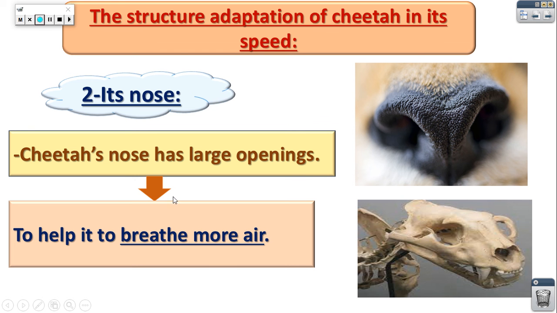Why? When he breathes more air, a lot of oxygen enters his body and energy is produced. We took in the respiratory system that respiration is the process by which the body gets energy. So by entering oxygen inside our body, we produce energy. So here the cheetah has big openings in his nose to allow the air to get in large amounts to its body, so the oxygen will give him more energy and he can move faster.